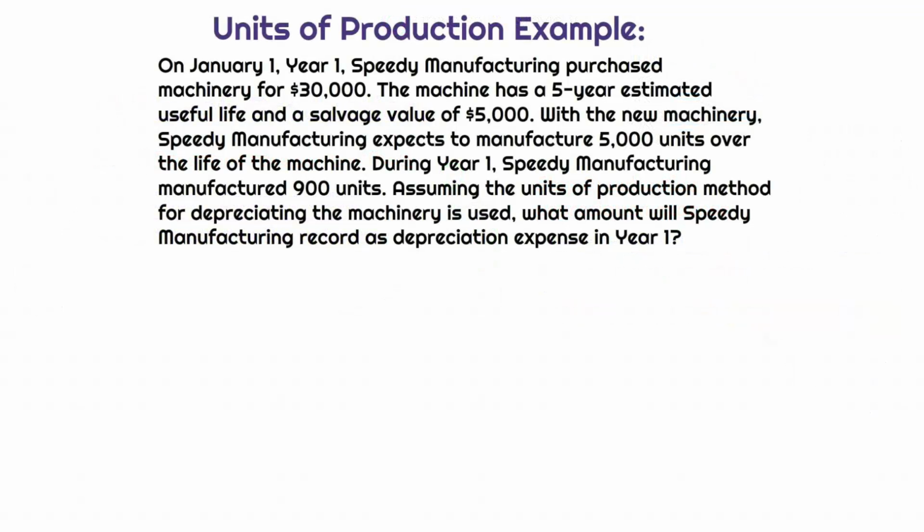On January 1st, year one, Speedy Manufacturing purchased machinery for $30,000. The machine has a 5-year estimated useful life and a salvage value of $5,000. Okay, so with the new machinery, Speedy Manufacturing expects to manufacture 5,000 units over the life of the machine. But during year one, Speedy Manufacturing manufactured 900 units. Okay, so again, throughout the life of the machine, they expect to manufacture 5,000. This year, they only manufacture 900. So, assuming we are applying the units of production method for depreciation, what is the year one depreciation expense?